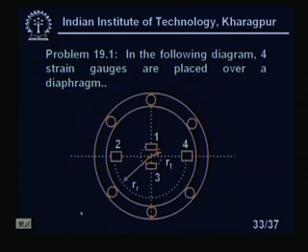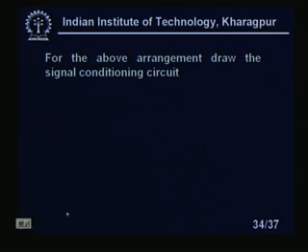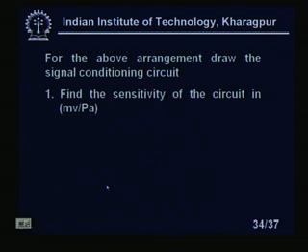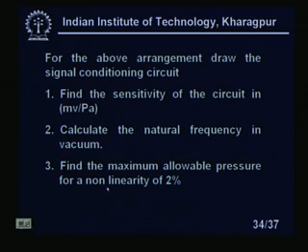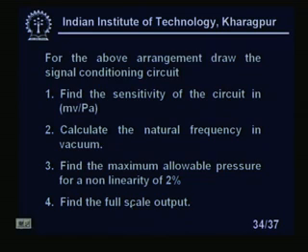The problem is: for the above arrangement, draw the signal conditioning circuit first of all. Find the sensitivity of the circuit in millivolt per Pascal. Calculate the natural frequency in vacuum. Find the maximum allowable pressure for nonlinearity of 2%. Find the full scale output, right.